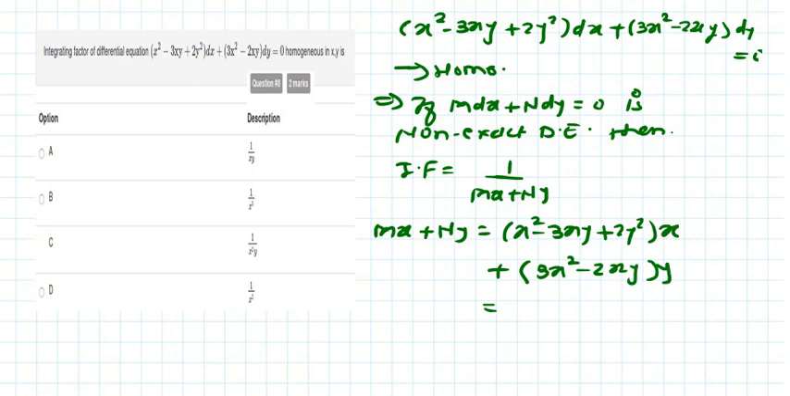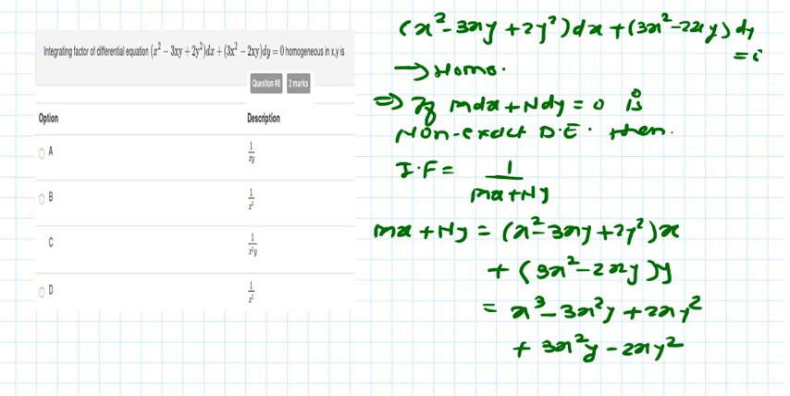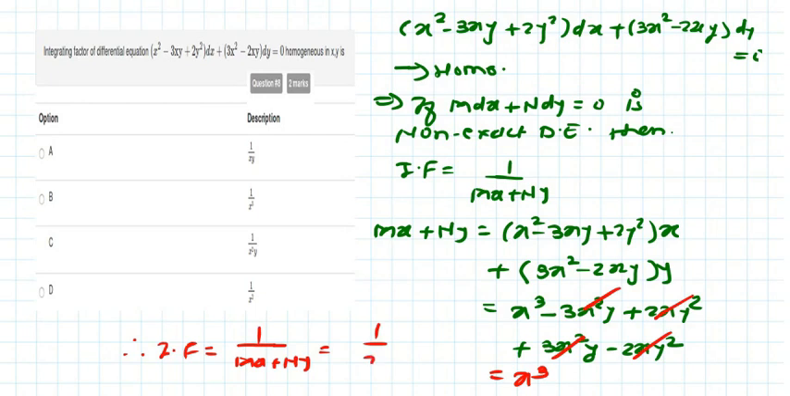Solve this. This will be x cube minus 3x square y plus 2xy square, plus 3x square y minus 2xy square. If you observe this, minus 3x square y and plus 3x square y, and plus 2xy square and minus 2xy square cancel. So what remains? Only x cube. Therefore the integrating factor will be 1 upon Mx plus Ny, which is 1 upon x cube. So if you observe these options, option B is right. Okay, next question.